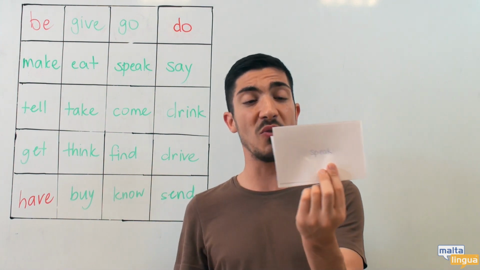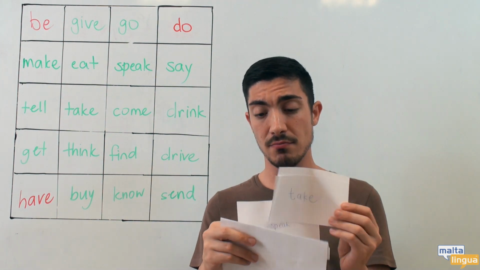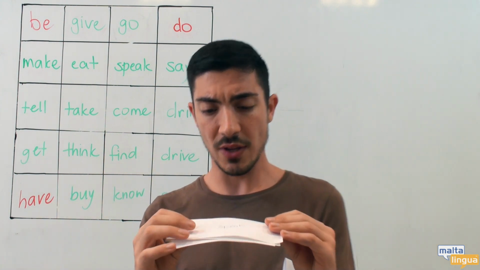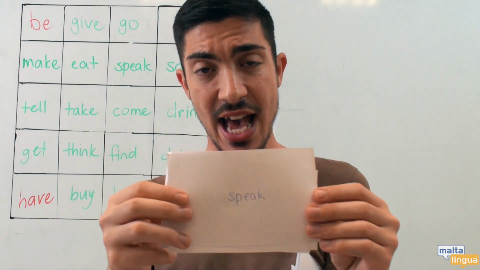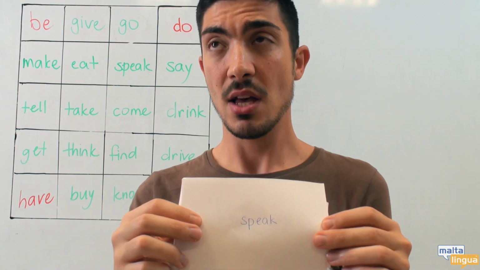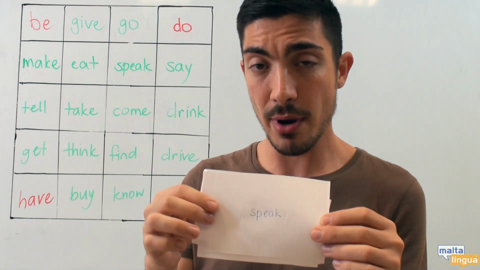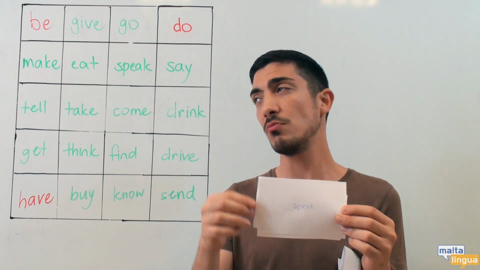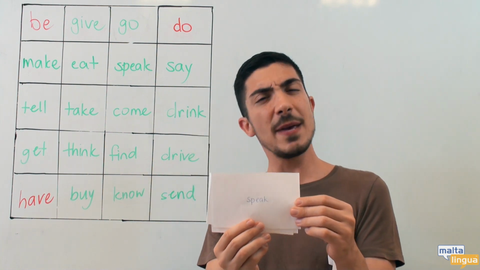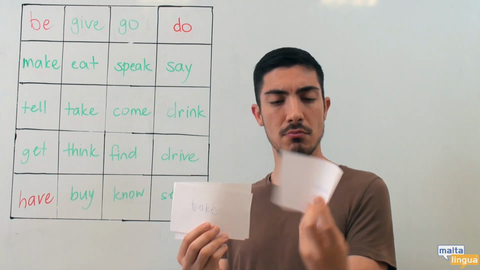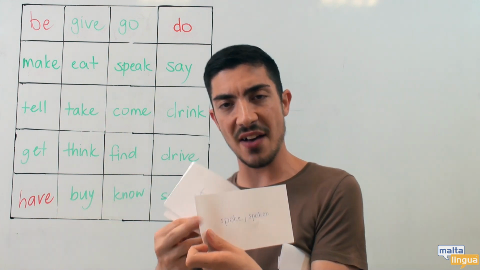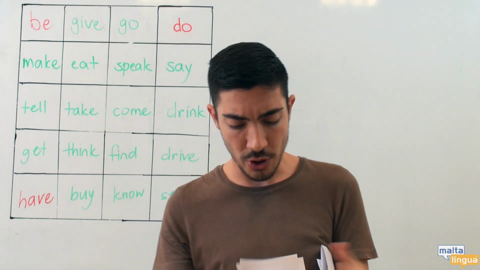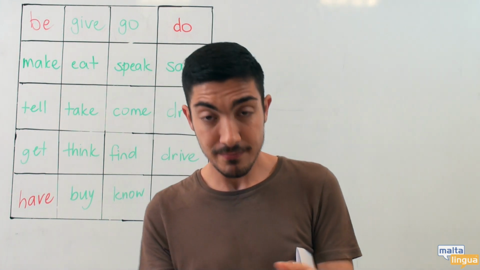I have a few over here in my hand, like these ones over here. So if you can see over here, I have the word speak. Now, my job is to try and remember what the past simple and past participle are. So speak, spoke, spoken. And I turn it over where I have the words again. All right? I can do that with the word eat.